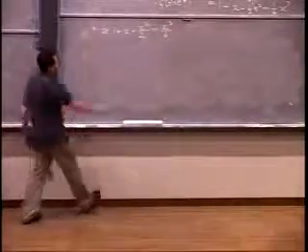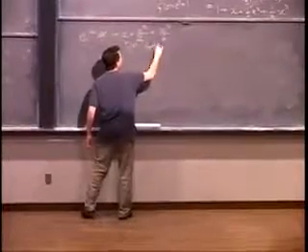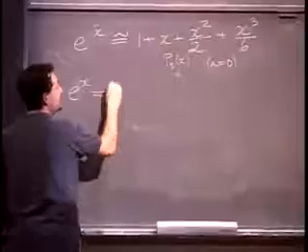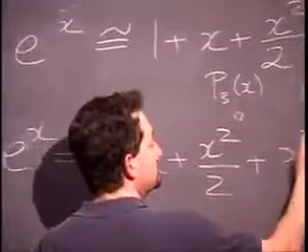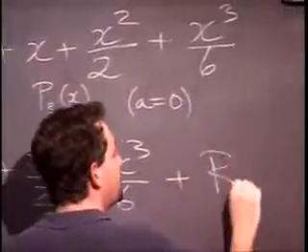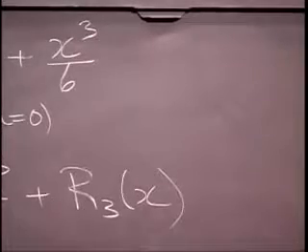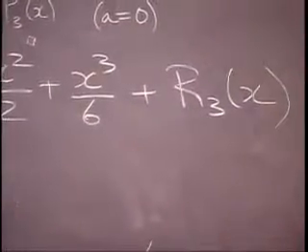That's P3 of x with a equals 0. Well, let's write this exactly. This equals the same thing plus R3 of x. So it's no longer approximate. I'm going to add on the exact little bit of crack, that fill in the crack is what I'm trying to say. I want to fill in the cracks by adding on this small thing, R3 of x.